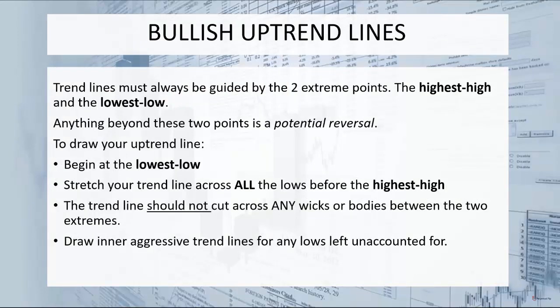Let's elaborate on this. First, let's talk about the bullish trend line, okay? We identify trend direction visually using a trend line. We draw a line to identify the overall progress that the bulls have been able to make. Your trend line must always be guided by two extreme points. And it doesn't matter if you're drawing an uptrend line or a downtrend line, a bullish or bearish line, respectively. You must always be aware of these two extreme points.